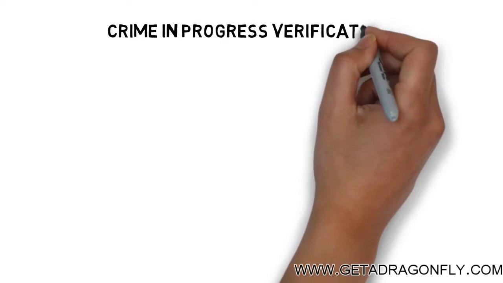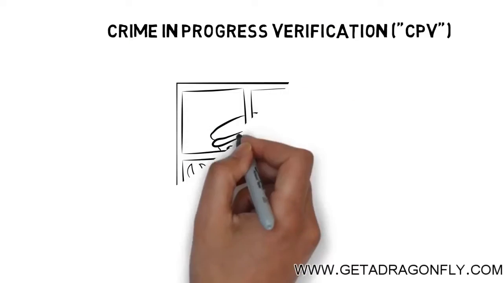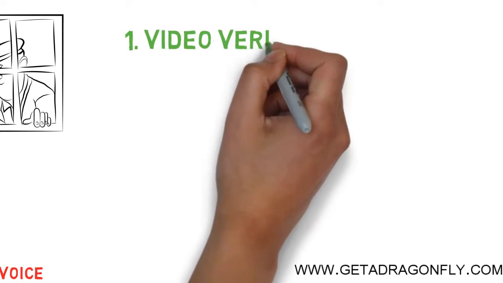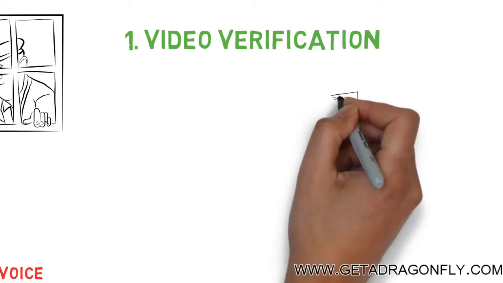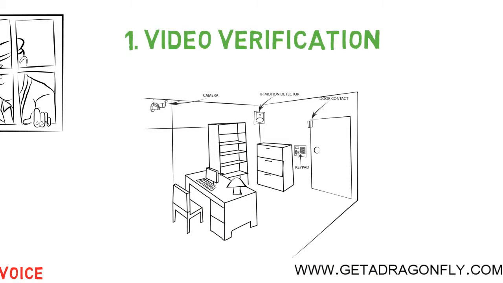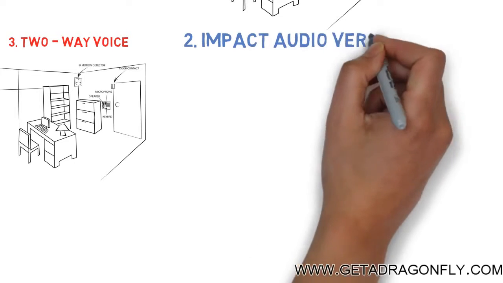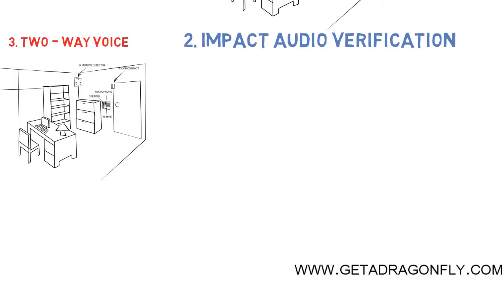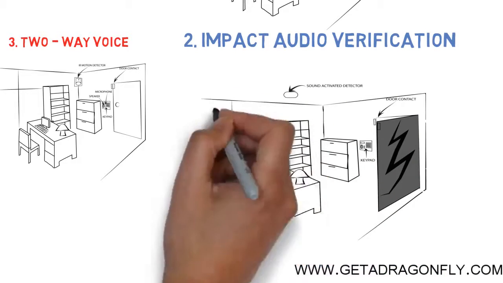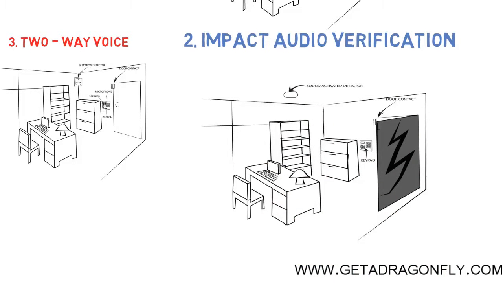A totally different approach is crime in progress verification, or CPV. And it uses either, number 1, video verification, where a camera is integrated with the operation of an alarm system so the central station operator can see who or what triggered the alarm, or number 2, impact audio verification. This is where sound-activated detectors are tripped by impacts of breaking glass or forced door opening, and then the central station operator can listen in and verify the cause of the alarm.